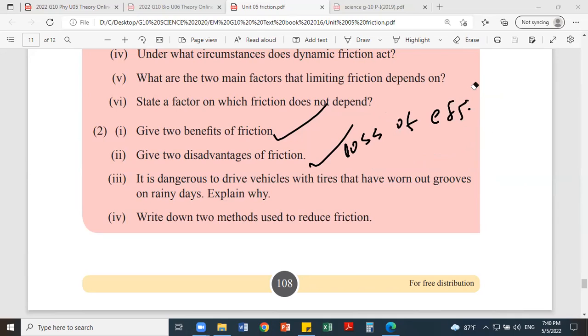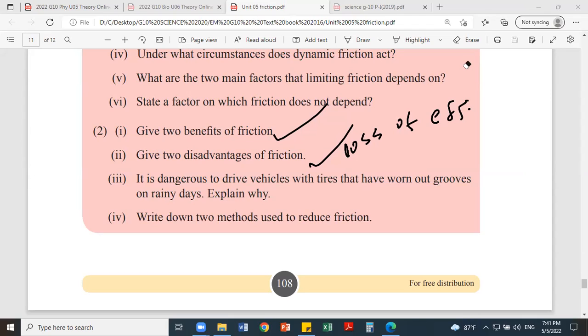We don't need sound and heat from the engine to move the vehicle. Sound has no connection with the motion of the body or the vehicle. So sound is a disadvantage. You get more sound if you don't put lubricants, and the engine is getting heated up. We don't need heat from the engine.